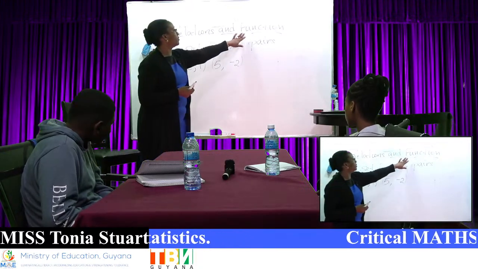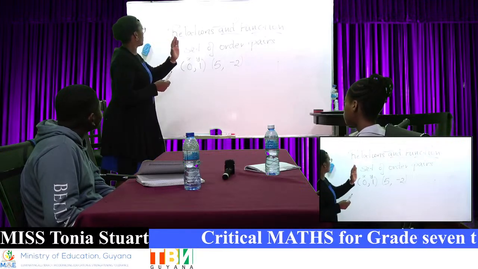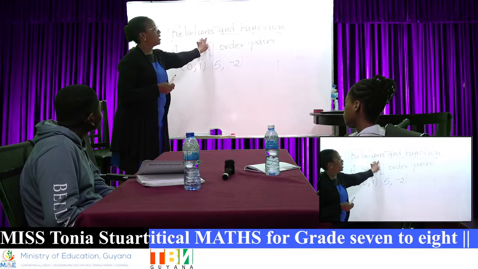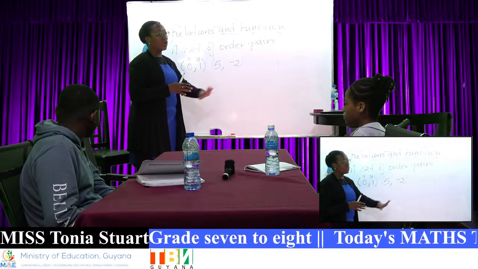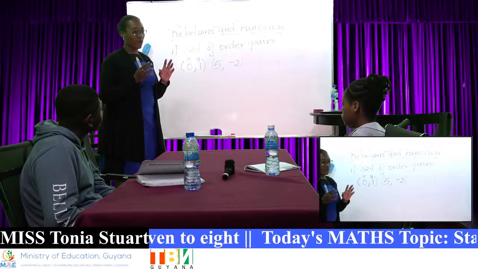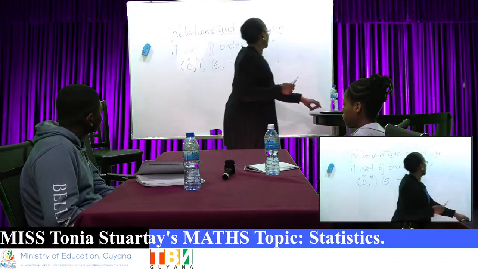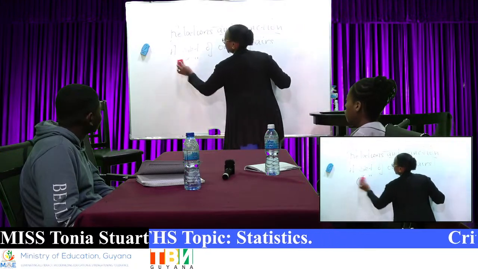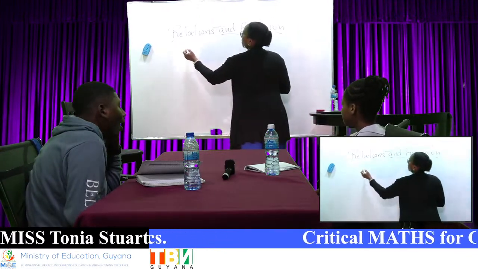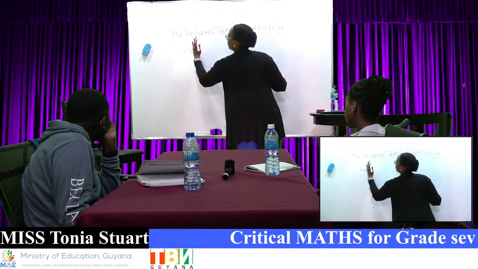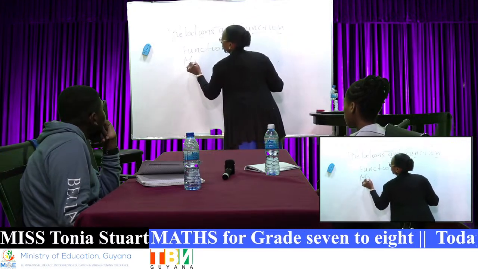Then we have the function. The function basically is a specific relation. The relation can come in any order or in any way. The function has a specific way that you have to place it. Under the function, for this afternoon we will look at mapping.